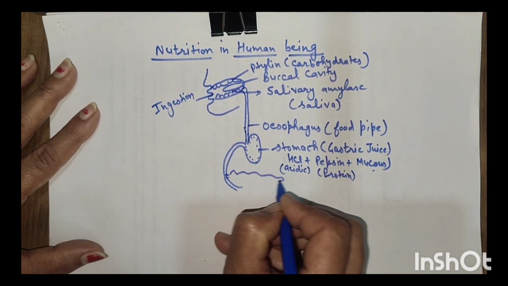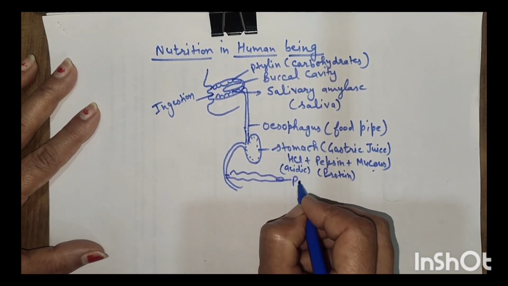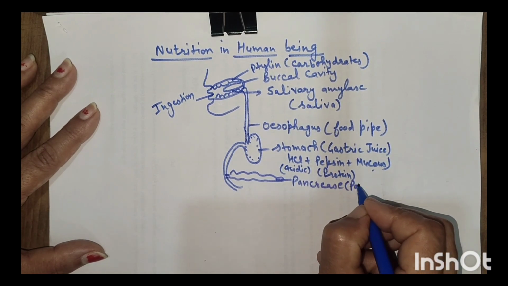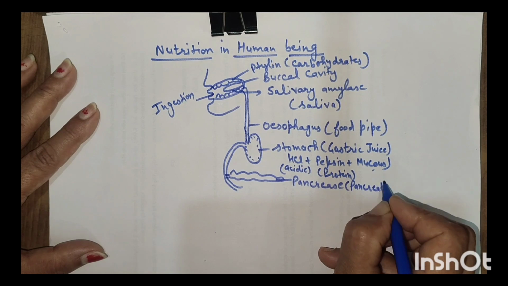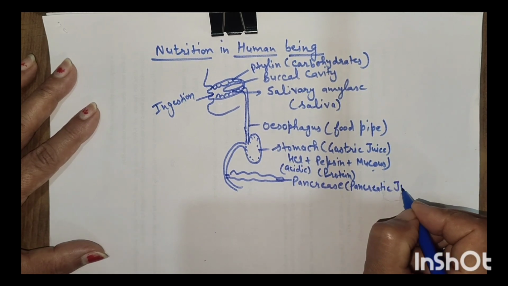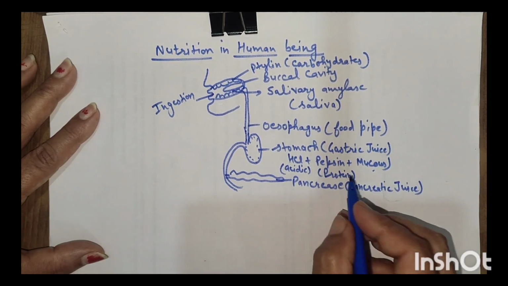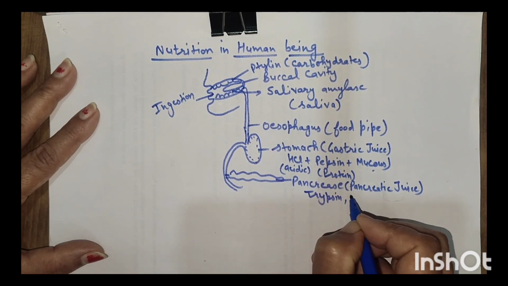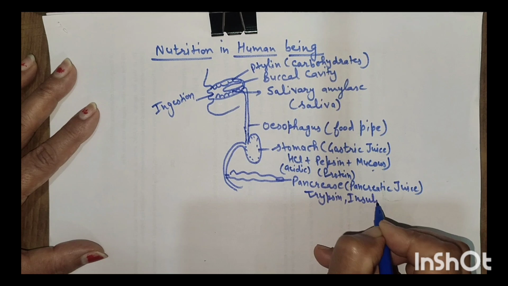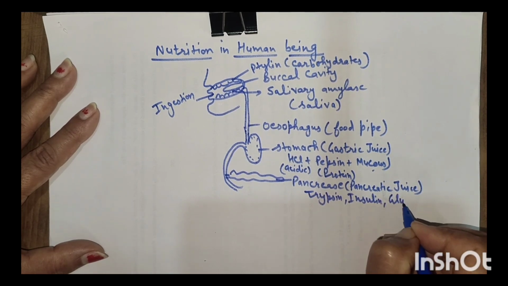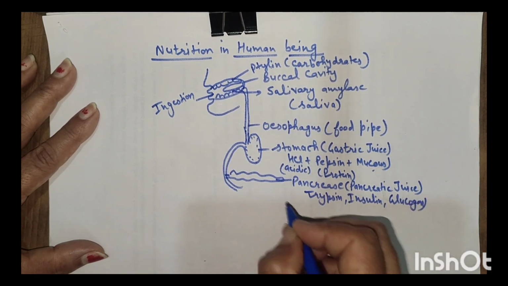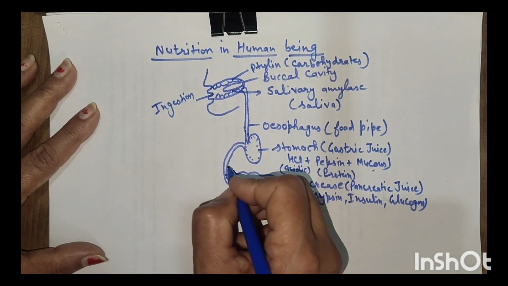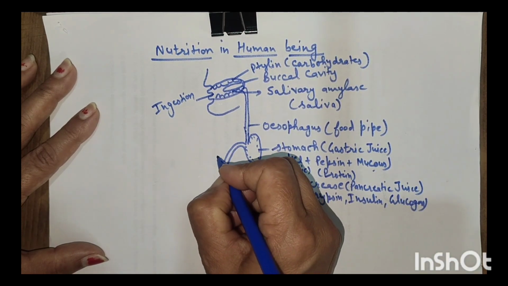Here is a leaf-like structure that is called pancreas. It releases pancreatic juice. Pancreatic juice consists of the enzyme trypsin, insulin and glucagon. Now, insulin and glucagon maintain the level of sugar in our body.